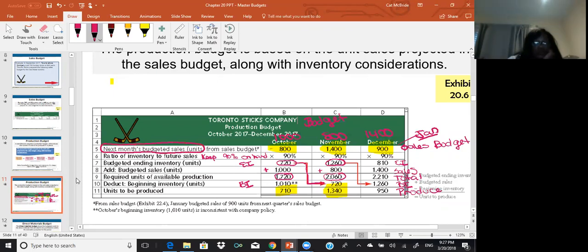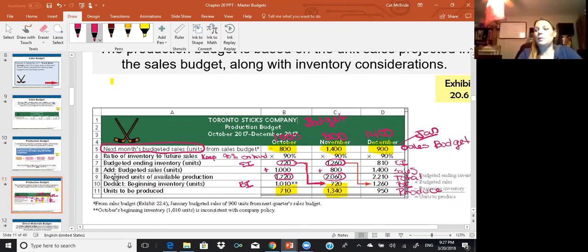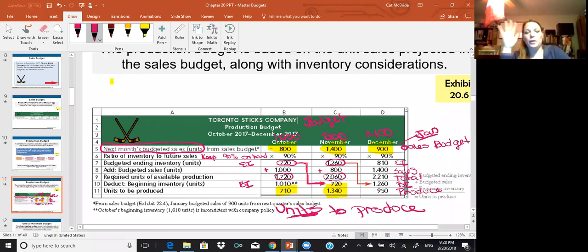Okay. So this is the beginning of the hard part, because with this we're figuring out what we have to produce. When we're done with this, we know the units to produce. Everything's in units. We haven't figured out any dollars yet. All right, are we good here?